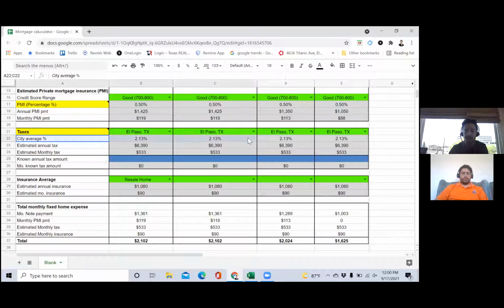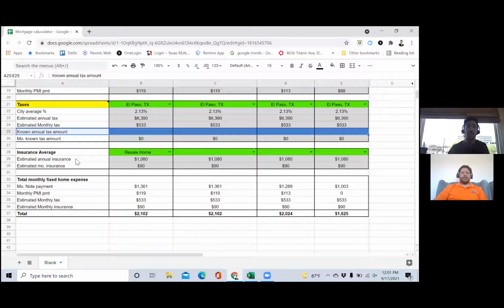One other thing to note, this city average is an effective tax rate. So El Paso's tax rate is probably closer to a little bit over 3%. The reason this effective average tax rate is lower is because the central appraisal district's value may be lower than what you're purchasing the property for. And as we mentioned, there are exceptions to this rule that will lower the effective property tax rate. So again, this is just for quick purposes. I highly recommend you get the actual amount and input it here on the blue line. Either the average or the known amount will work for the purposes of this spreadsheet.